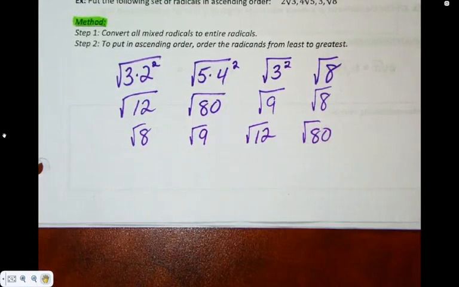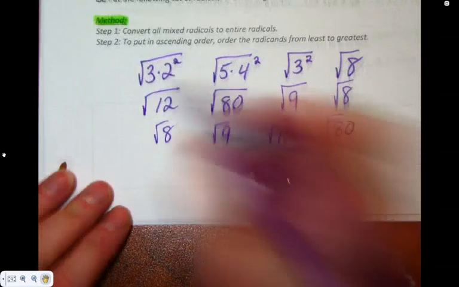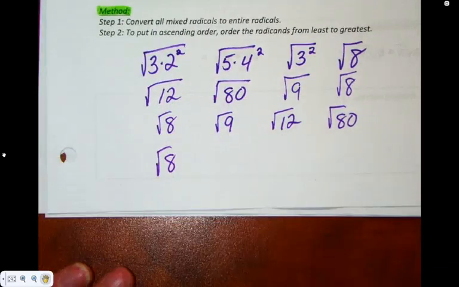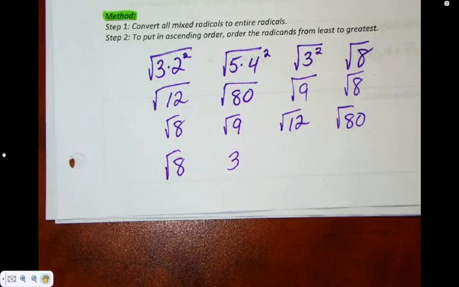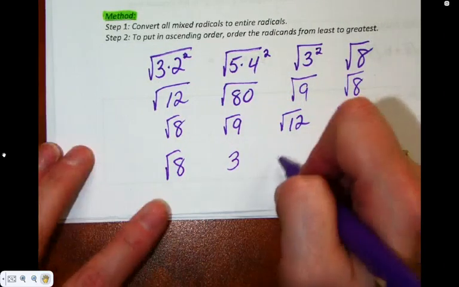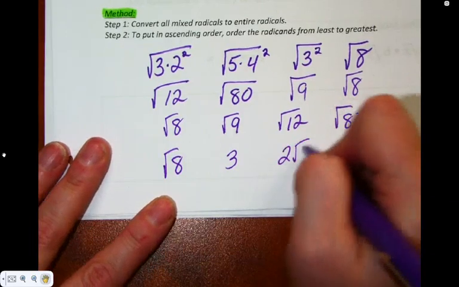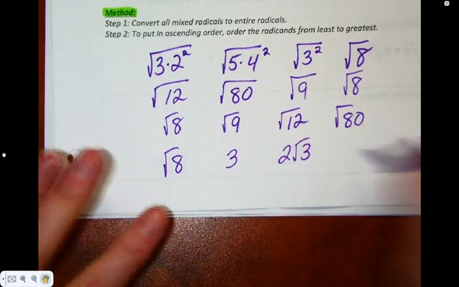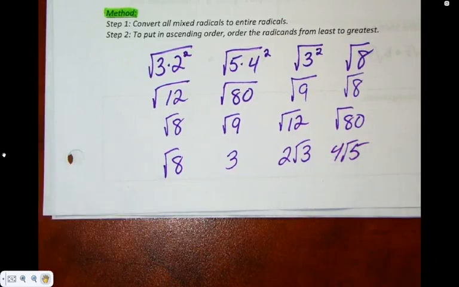And then to finish off, we're just going to put them back in the same form the question gave us. So 8 was which of these? Itself. 9 was 3. Root 12 was 2 root 3. And root of 80 was 4 root 5. There's ordering radicals.